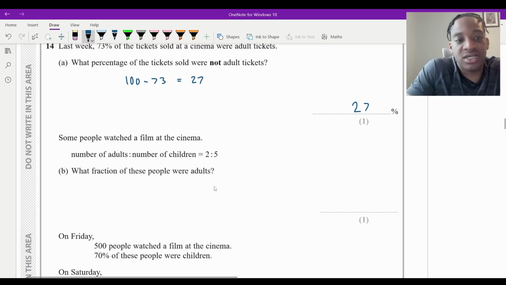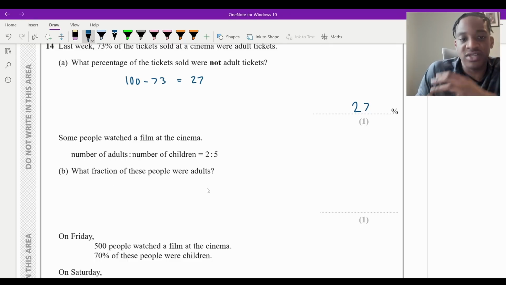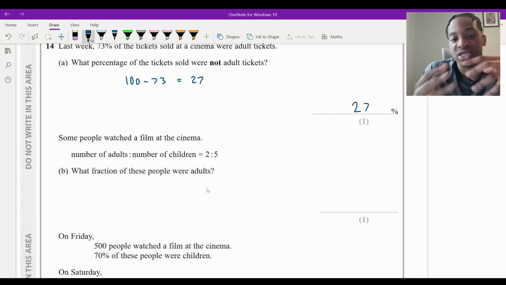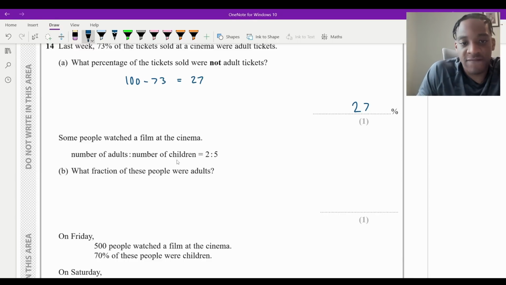Now, part B says some people watch the film at the cinema. The number of adults to the number of children is in the ratio 2 to 5. What fraction of these people are adults? Now, remember, with ratios, what you're doing is you have this total quantity and you're expressing it into parts. So what we're saying here is that the adults, I'm going to write adults, will have 2 parts based on this ratio. The children will have 5 parts.